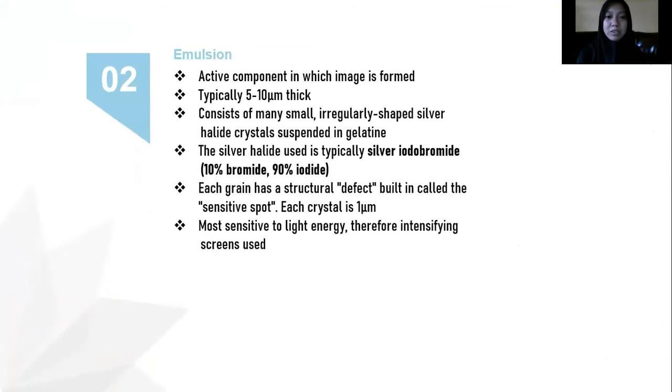Number 2, emulsion, the active component in which the image is formed, typically 5 to 10 micrometer thick, consists of many small, irregular silver halide crystals suspended in gelatin. The silver halide used is typically silver bromide, with 10% bromide and 19% iodide. Each grain has a structural defect called the sensitive spot. Each crystal is 1 micrometer. Most sensitive to light energy, therefore intensifying screen is used.